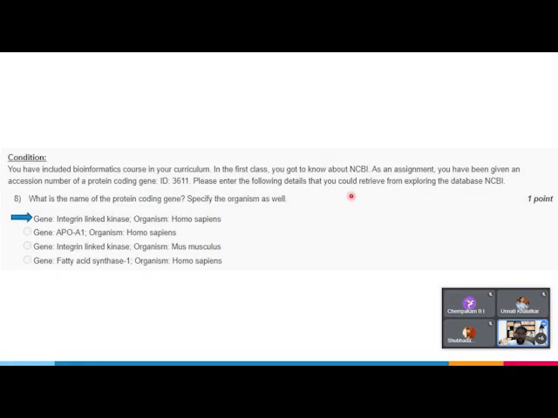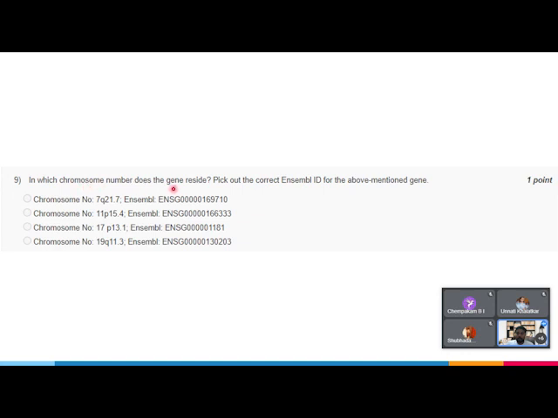For the gene ID, we have been told that we have to open NCBI, put in the protein coding gene ID 3611, and then find the chromosome number and the correct Ensembl ID. So Archana says it is B, that the chromosome number is 11p15.4 and the Ensembl ID is this. Anyone else want to try and answer this?